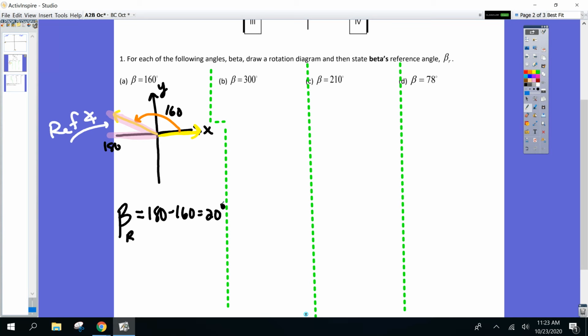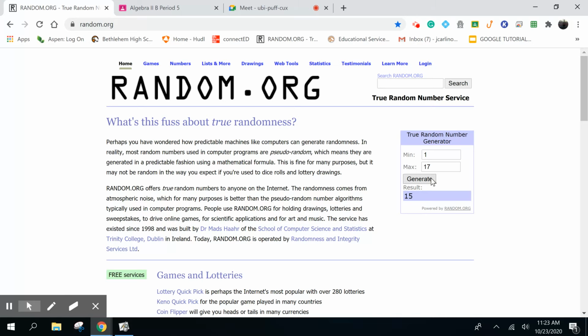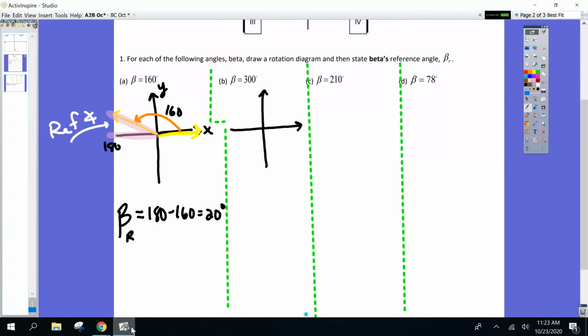300 degrees. Go ahead, kids. 300. Graph it first. As you're graphing it, could you please tell me what quadrant we should be in? Katie, what quadrant? 300. The fourth quadrant. And think to yourself, everyone, is 300 going to be closer to 270 or 360? I believe it's closer to 270, so make your terminal side closer to 270.